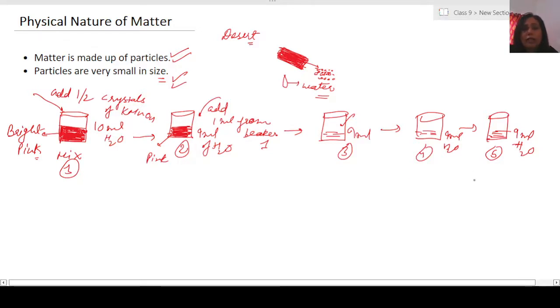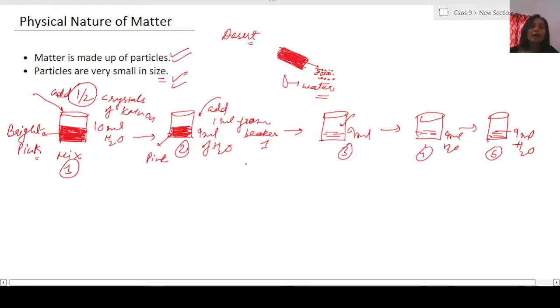So you will be seeing that in the beginning we are adding only 1 or 2 crystals of potassium permanganate, and we have mixed it in 10 ml of water. So it has given us a very bright pink color. But when we take 1 spoon from this beaker and add it to the second one, the brightness got decreased, but it is still pink in color. If you do it with the 3rd, 4th, 5th, 6th, 7th, 8th, 9th, 10th beaker and so on, you will find that in every beaker the color of the water is still pink, although the brightness will be less.